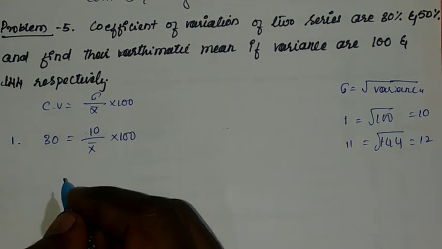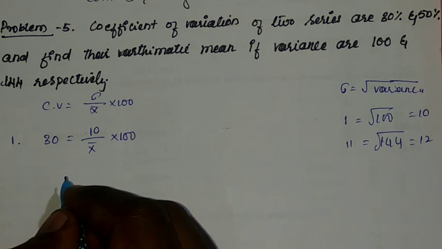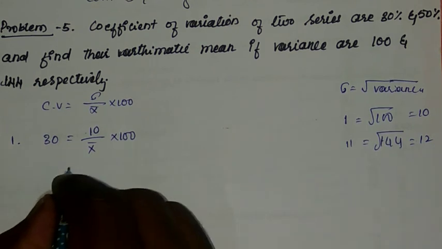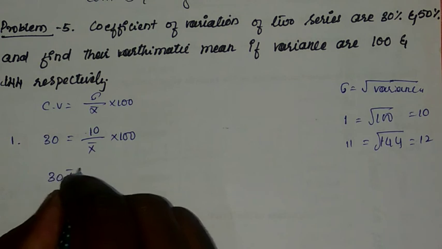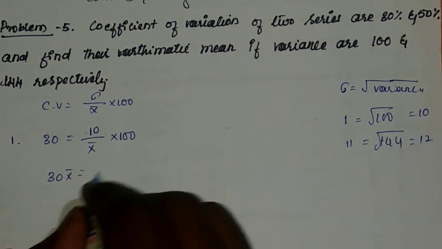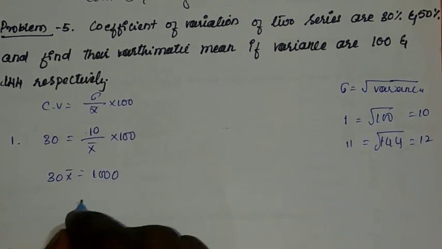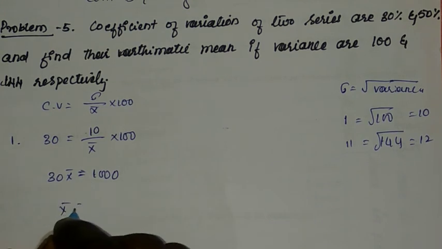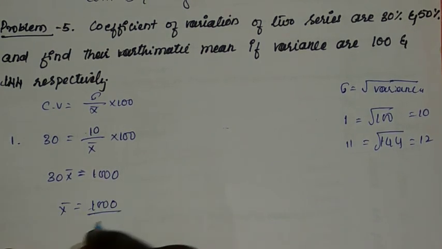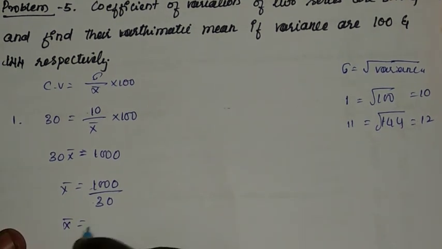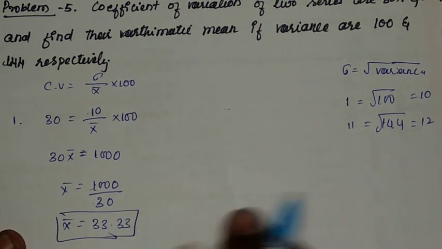So if you simplify this one, 30 x bar is equal to 1000. So x bar is equal to 1000 divided by 30. So hence x bar is equal to 33.33. So that is for the first series.